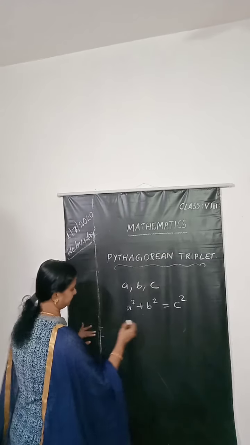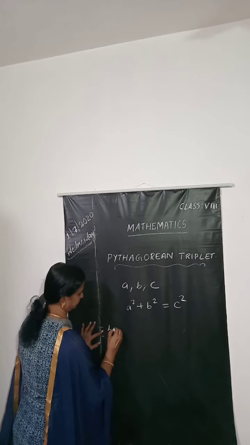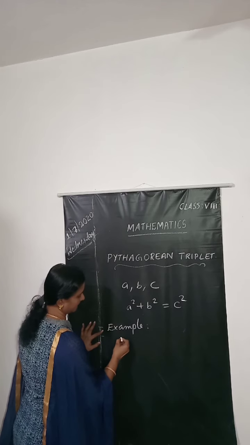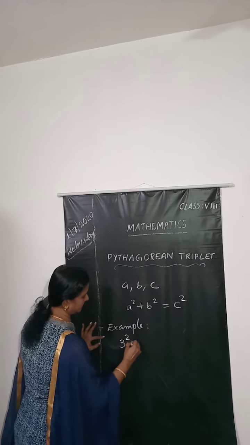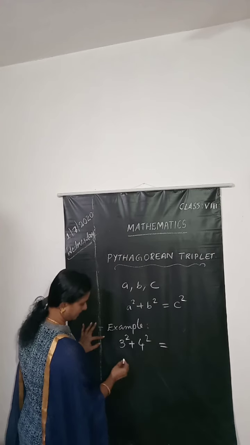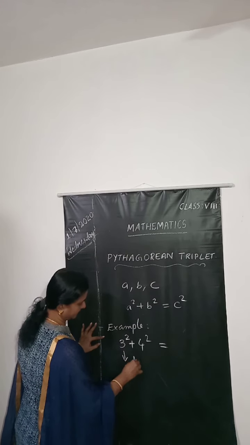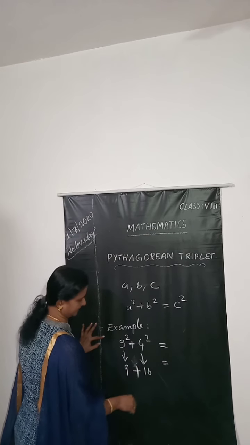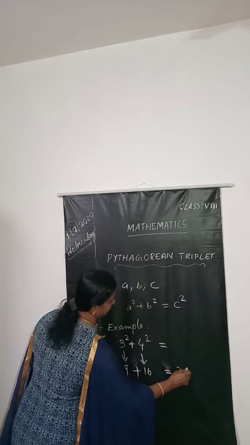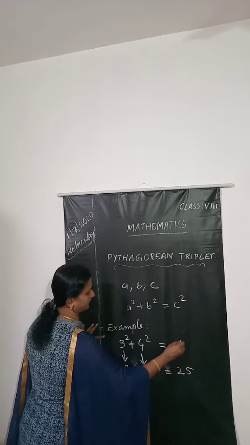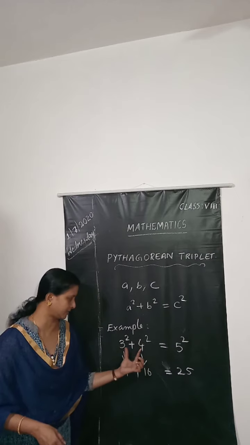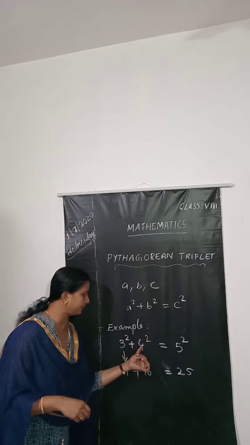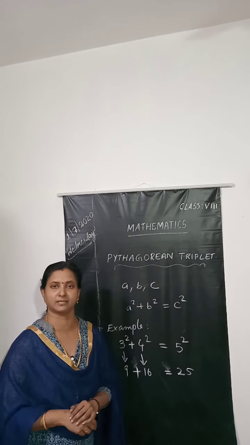For example, see the numbers 3 square and 4 square. What is 3 square? It is 9. 4 square it is 16. When we add both 9 and 16, you will get 25 as answer. That 25 is the square of 5. So here you can write 3 square plus 4 square is equal to 5 square. So the numbers 3, 4 and 5 are called Pythagorean triplets.